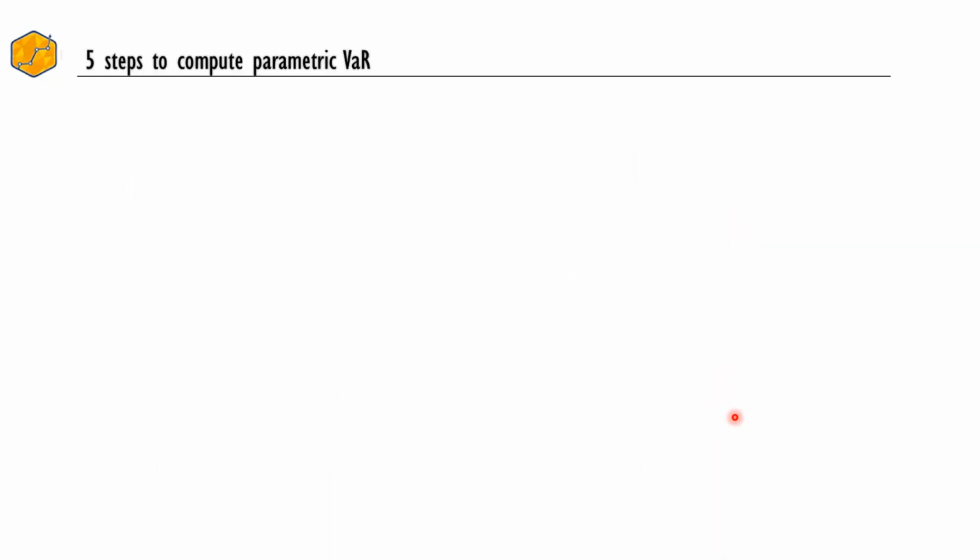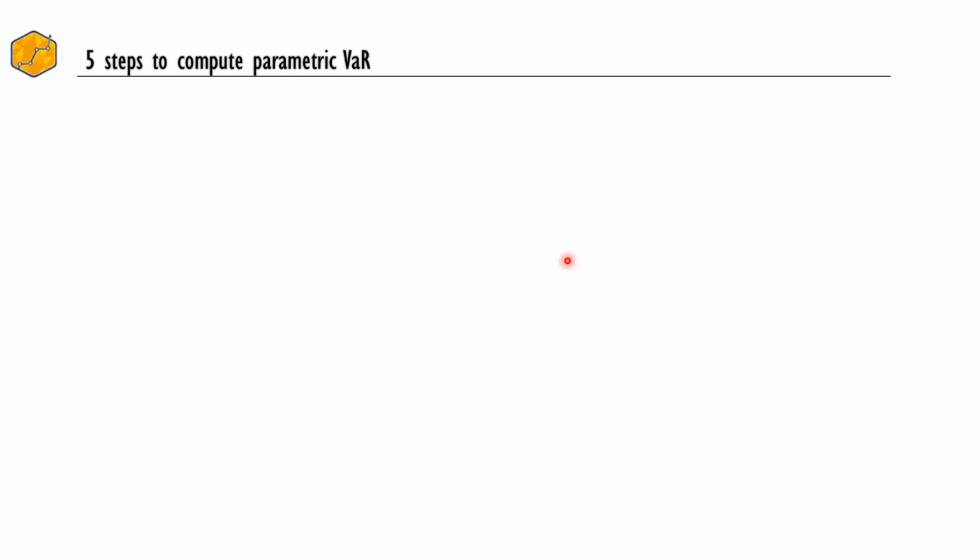5 steps to compute parametric value at risk. And these 5 steps are very important because not just for toy examples, questions that come in your exams, but using this premise, you can actually appreciate the formulas that regulators have given in FRTB. In the class, I have derived those equations from scratch using the same 5 steps premise. You can ask your friends in the group.